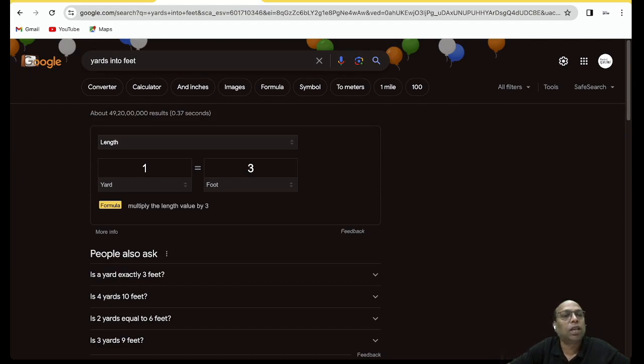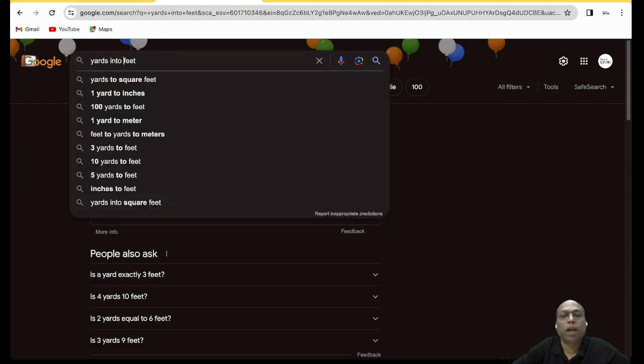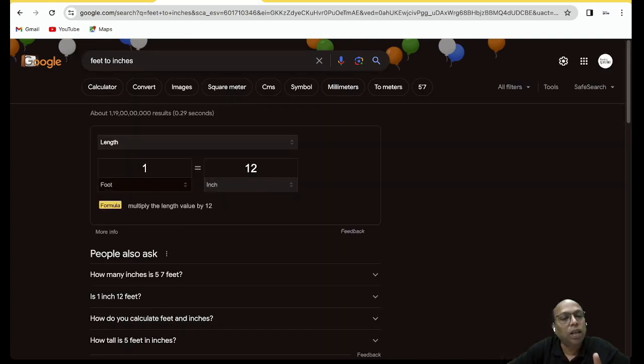Now the next is, I have feet in my hand, but now I can convert into inches. So 1 foot is 12 inches. Okay, so this is what I have. 1 mile is 1760 yards. 1 yard is 3 foot. 1 foot is 12 inches. So let's go and we'll convert this into a program here.